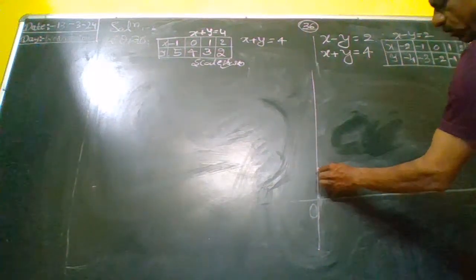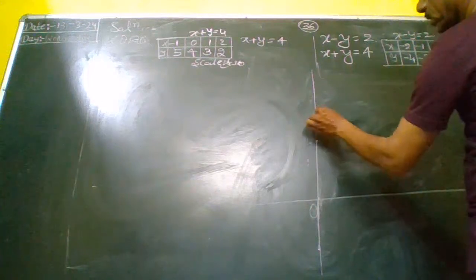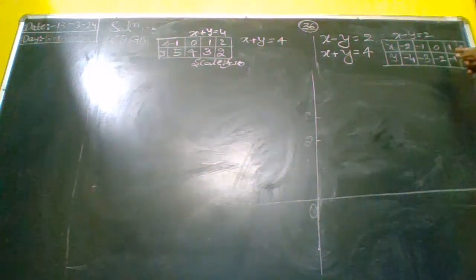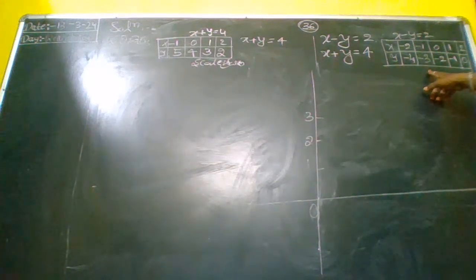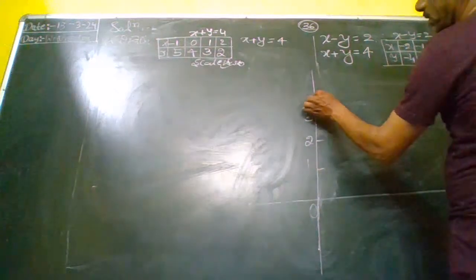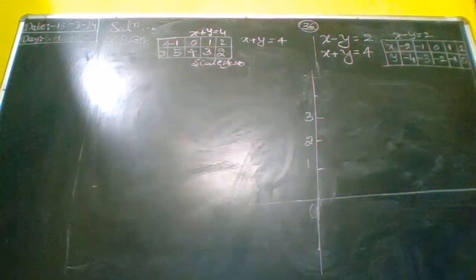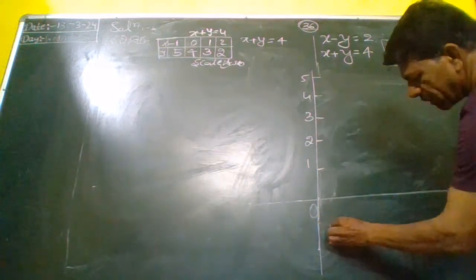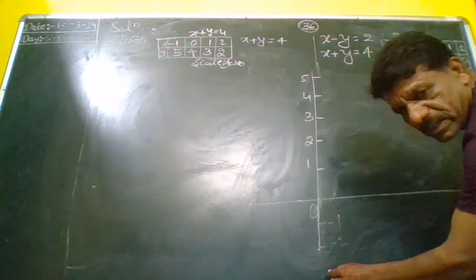So here 0, 1, 2, 3. 0, 1, 2 is the maximum value in x positive. Sorry, in y, maximum is 5. 4, 3, 4, 5. So in the negative axis, the maximum value is -4. So -1, -2. Is it visible here?